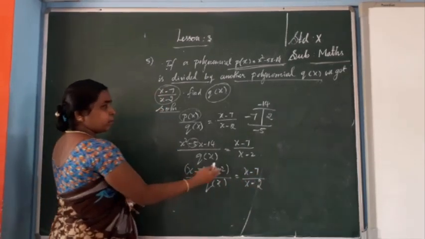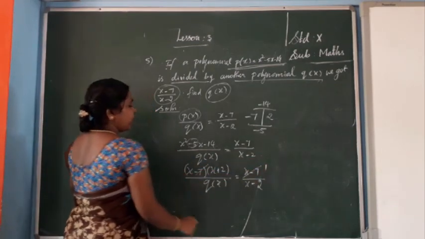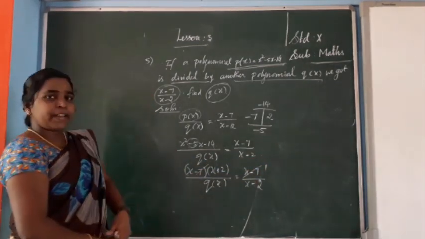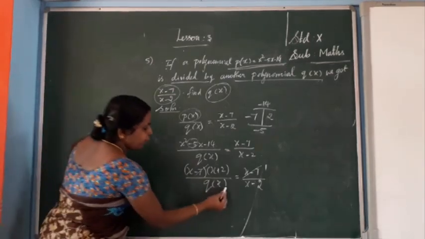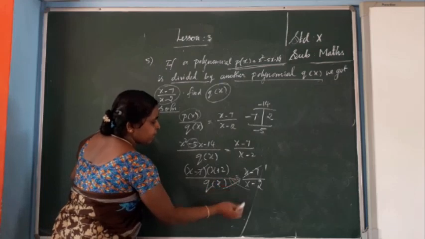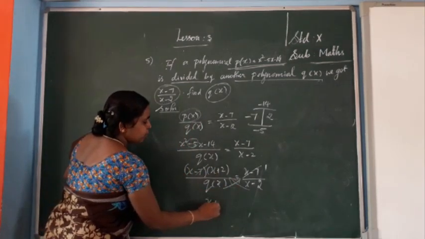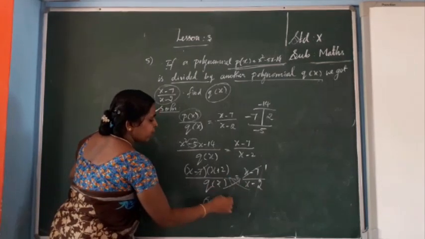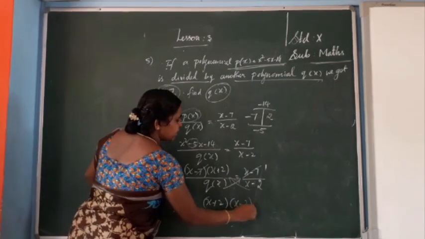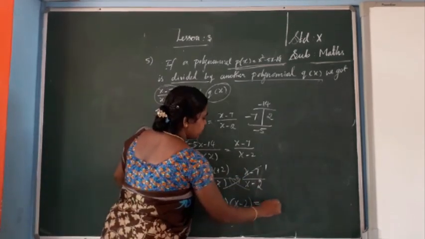Now you see both sides. In the numerator, x minus 7 is common, so I simplify. X minus 7, x minus 7 cancel. Now you have to take q of x to the right hand side, x minus 2 to the left hand side. So you see the next step. Already here is x plus 2, and one more x minus 2 you are taking to the left hand side. So x minus 2 equal to, then q of x.